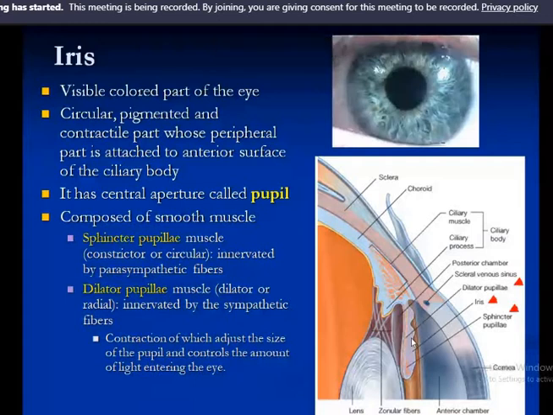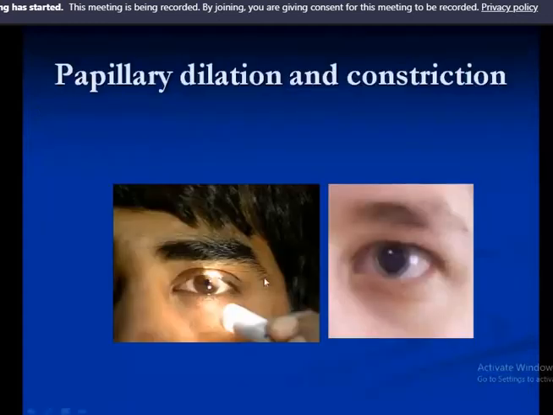Now this one is the same thing. The pupillary light reflex. Whenever you pass the light into the eye, the pupil will get dilated. You can see the dilation of the pupil over here, and this dilation of the pupil is mainly caused by the dilator pupillae.